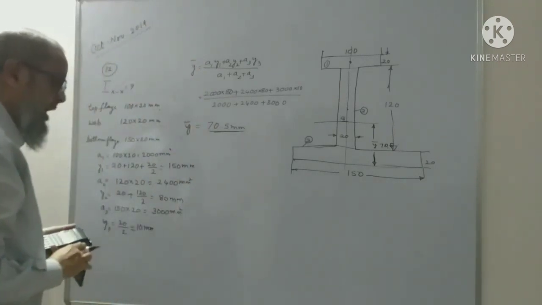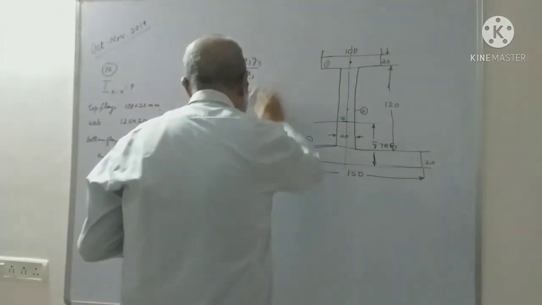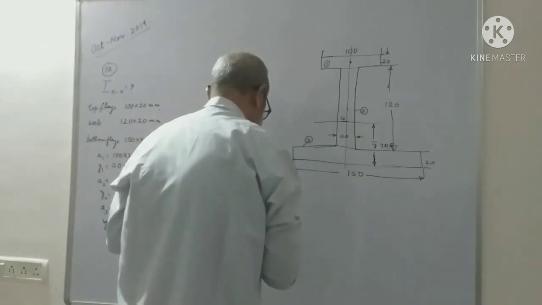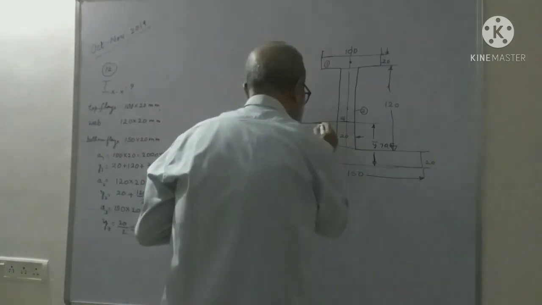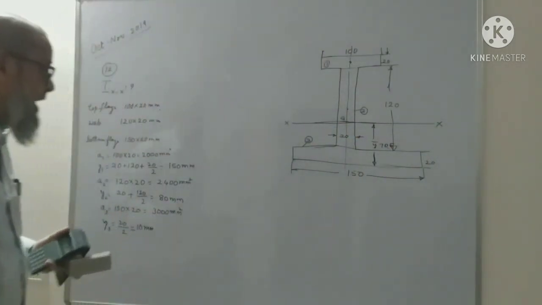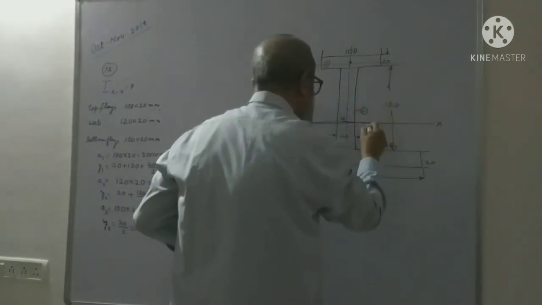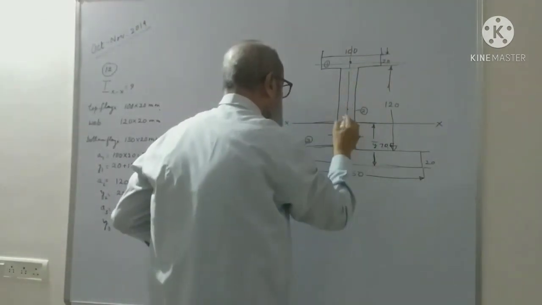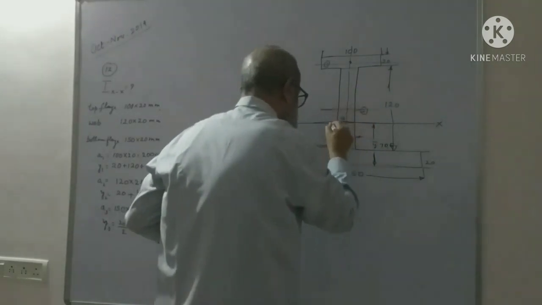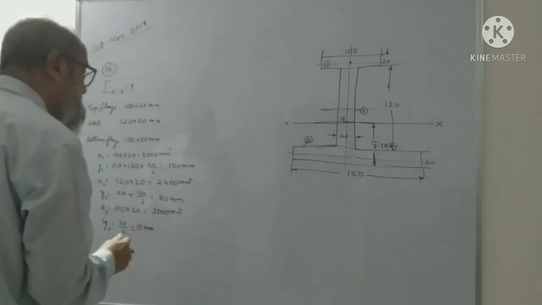Now what I have to do is find out IXX. IXX means the moment of inertia of this entire section about this particular horizontal axis. This is the XX axis, the axis passing through the centroid, the center of gravity. Now I have to find the moment of inertia of each rectangle about its own center of gravity and transfer it to this axis by the parallel axis theorem. So that is how it has to be done.